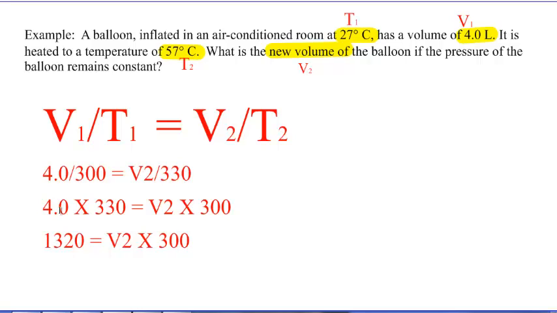On this side, 4.0 times 330 equals 1320. I have V2 times 300. Now think about how I can isolate the V2. Right now I'm multiplying by 300. The opposite would be to divide both sides by 300. So I ended up dividing 1320 by 300, and I get 4.4 liters. This is the proper number of significant figures. If I look at all of my knowns, they all have 2 significant figures.